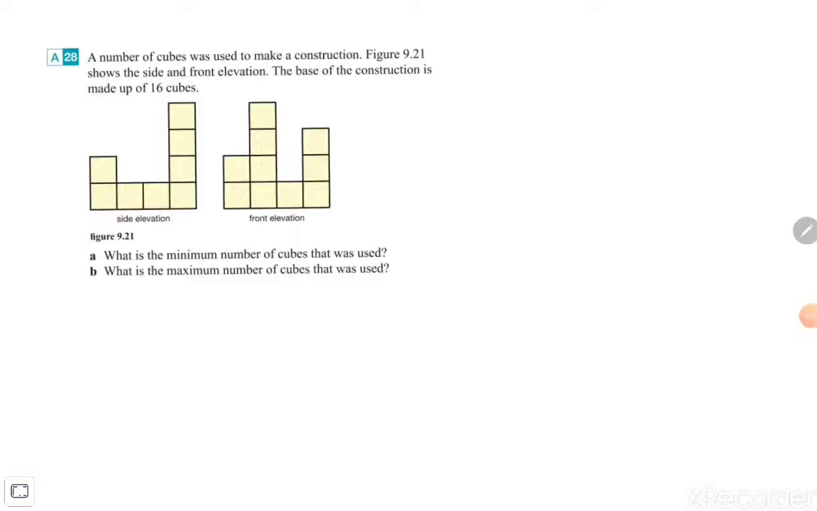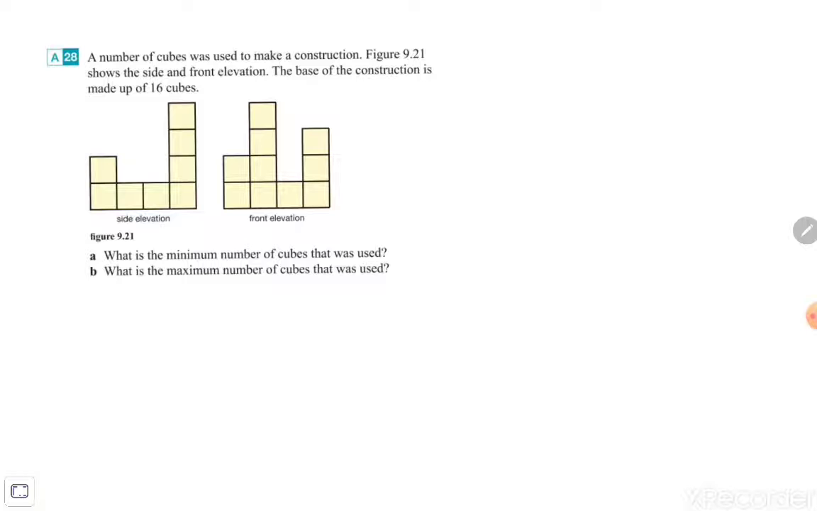Alright, ladies and gentlemen, here's an explanation about exercise 28. It's a good question because a number of cubes were used to make a construction. Below you will find the front and the side elevation of the construction. The base of the construction is made up of 16 cubes. Question A is, what is the minimum number of cubes that was used?